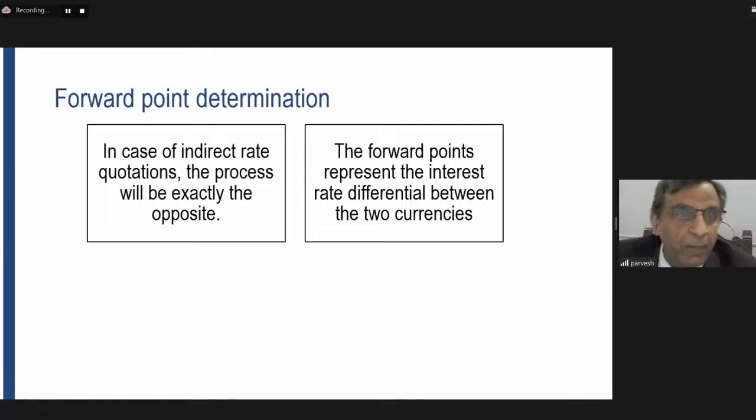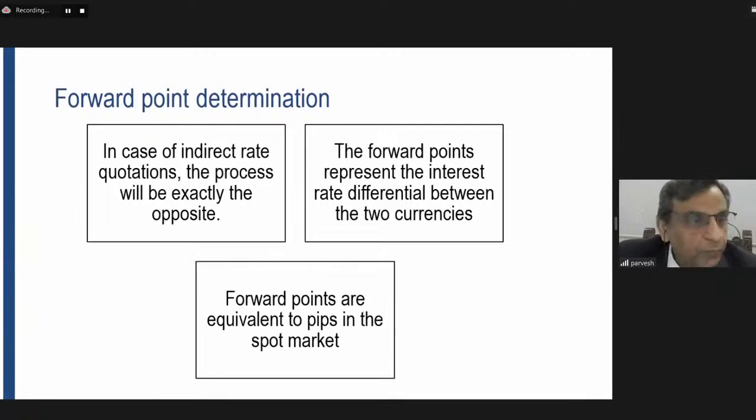So we'll talk about why it happens and what is the logic behind it a little later. So forward points are equivalent to pips in the spot market. We call it pips, we call it swap points, we call it margin.